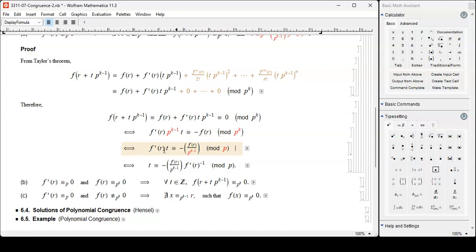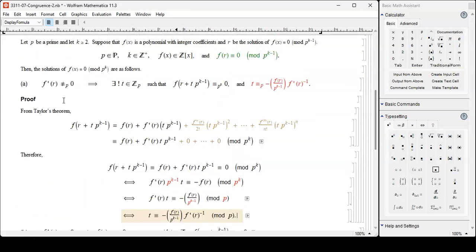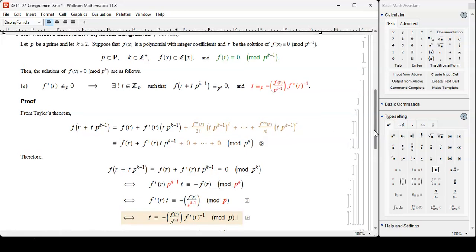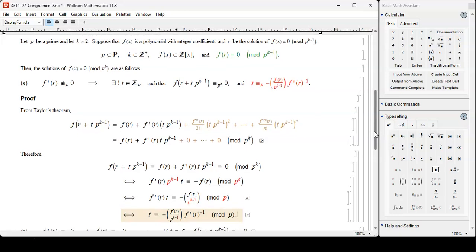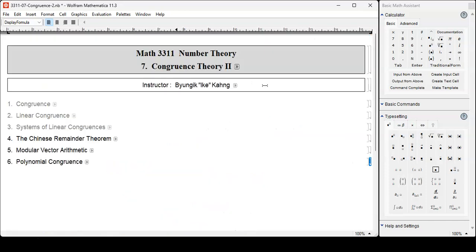And then if I flip over this f prime of r inverse, because the inverse exists because of this condition, then finally we get the answer. This thing is indeed 0. That proves the first case. And we're going to resume and prove the rest.